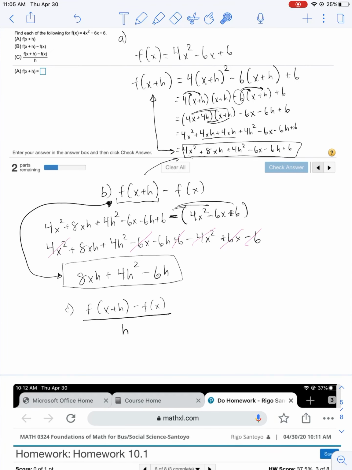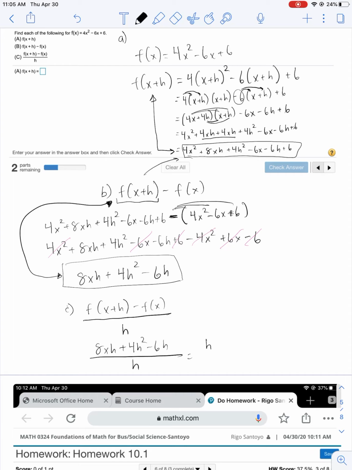So from there, all we really have to do is rewrite the answer that we just got, and we put it over h. Here we see that this top portion, all of these have an h. So we're going to rewrite that problem.